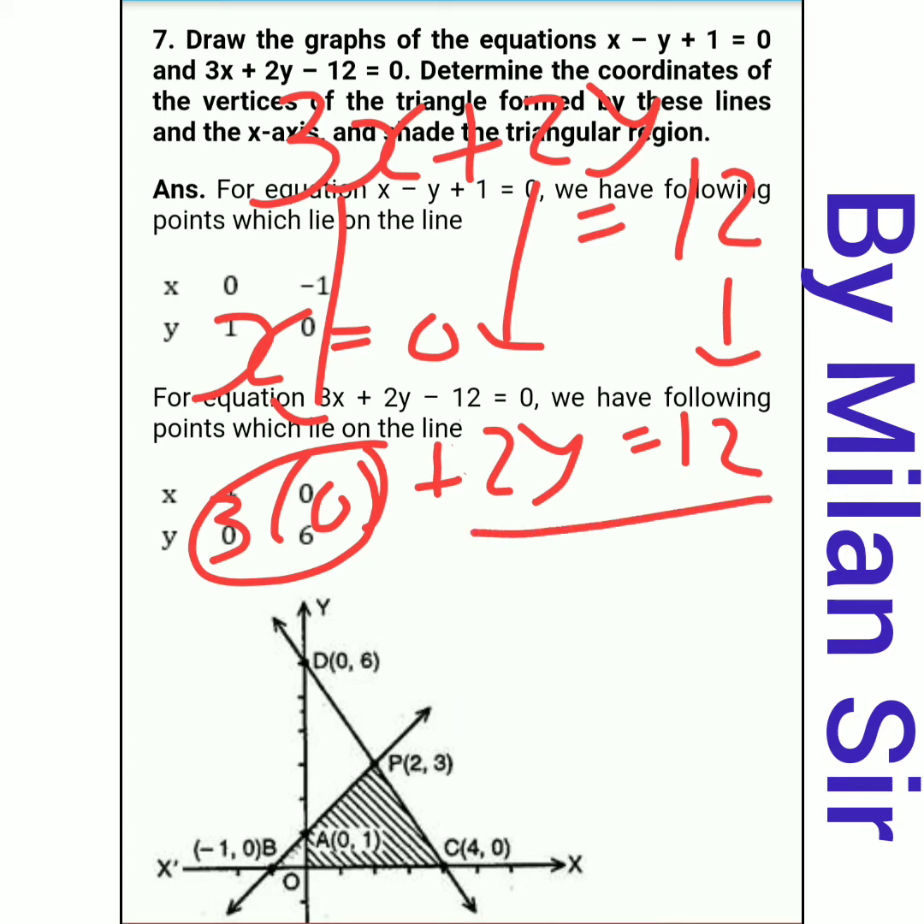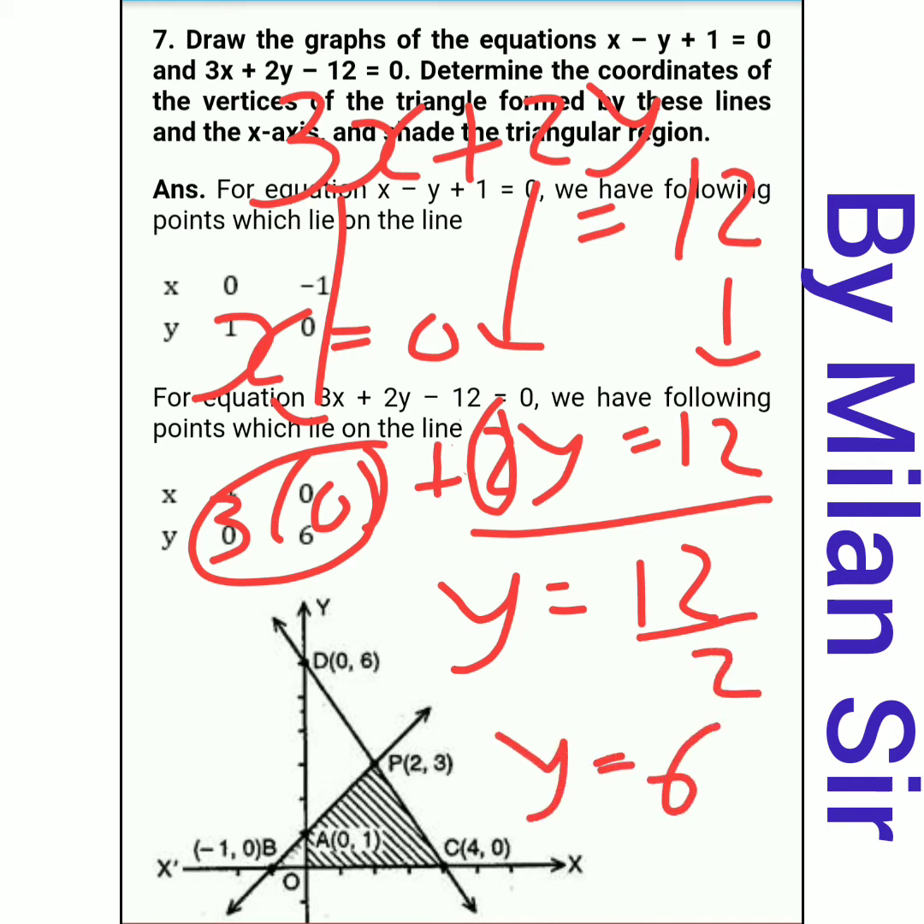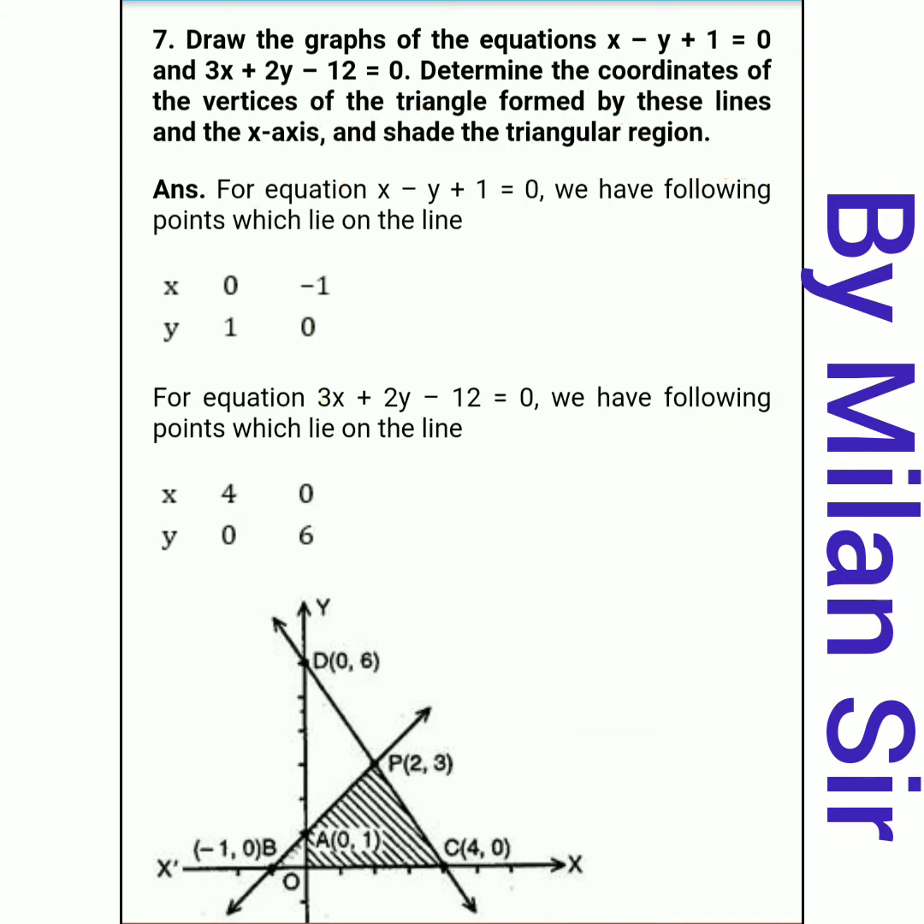So 2y equals 12. So transfer this 2 to the right hand side. It goes to the denominator, right? Because 2 is in multiplication with y. So 12 by 2, so y equals 6. Right? If you put x equals 0, you will get y equals 6. Here (0, 6). Right? x equals 0, y equals 6.